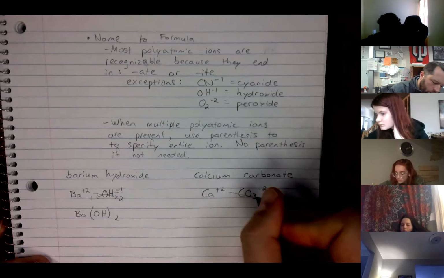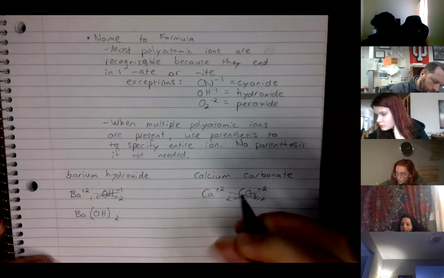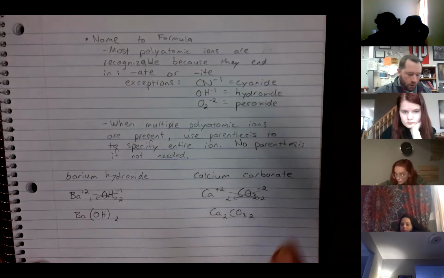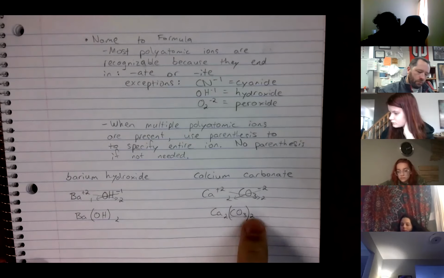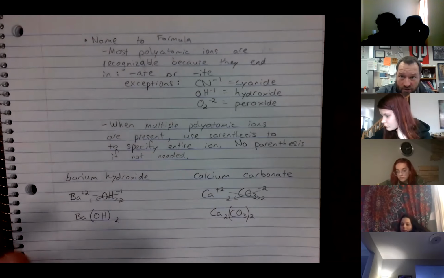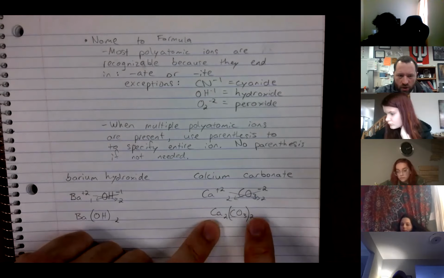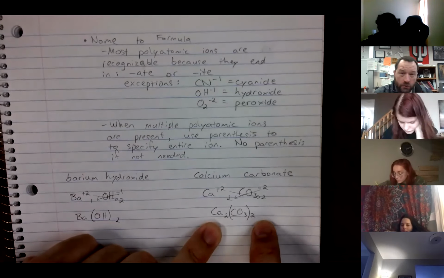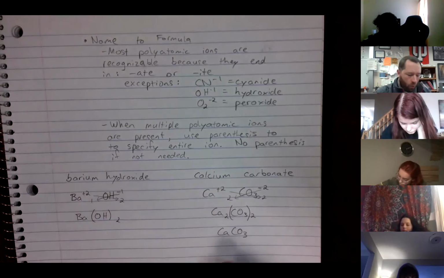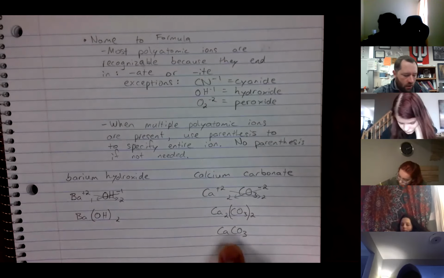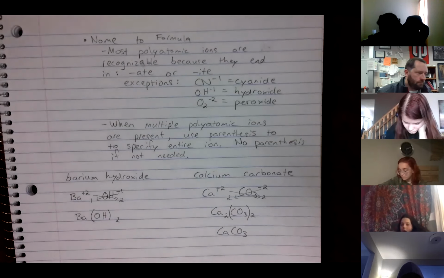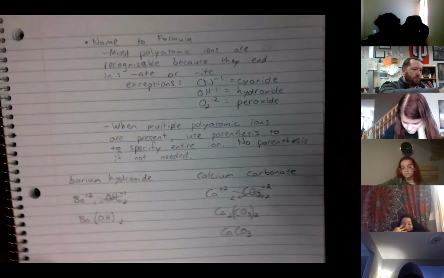Okay, we'll do our crossing over. I don't want 32 O's, so I put in parentheses. Now I've got 2 of everything in the parentheses, 2 CO3s. But here's the thing, always need to reduce whenever possible. 2 and 2 can be reduced down to 1 to 1. So really, this is CaCO3. 1 calcium, 1 carbonate. No parentheses because they're not needed. This is calcium carbonate.